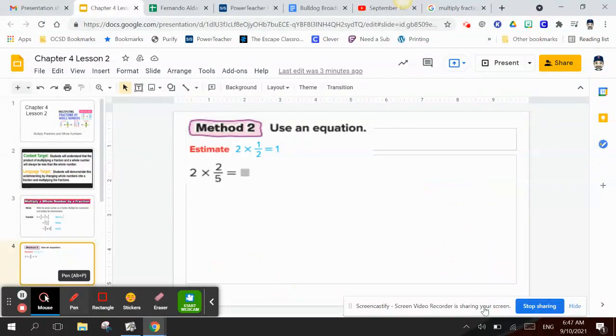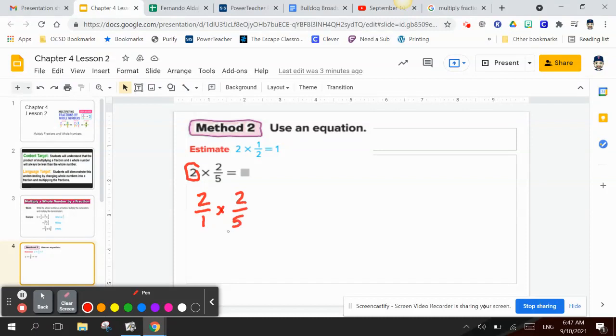So when I look at our example number 1, we have 2 times 2/5. I'm going to change the whole number 2 to a fraction, which is 2 over 1. Then I'm going to multiply by the fraction 2/5. I take my numerator times numerator, my denominator times denominator. So 2 times 2 is 4. 1 times 5 is 5. Can it be in simplest form? No, because 5 only has 2 factors, 1 and itself. So we know that we are done.